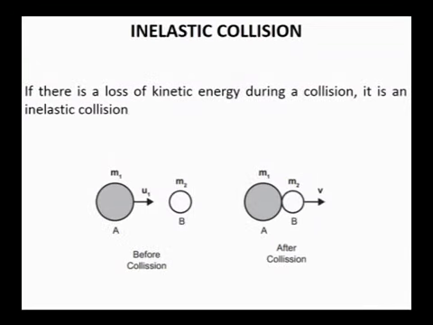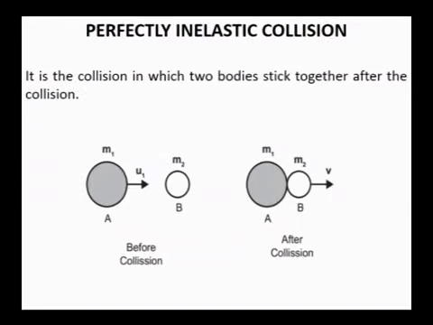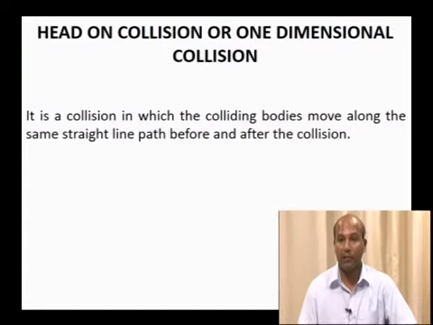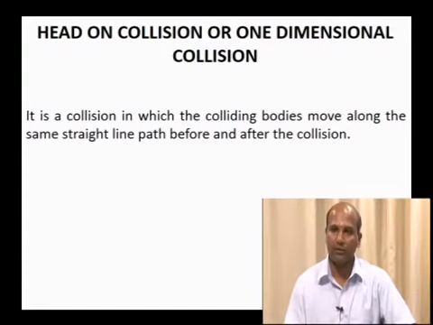So coming to inelastic collision, if there is a loss in kinetic energy during the collision, it is an inelastic collision. So what will happen is, before collision the bodies were intact, separate, but after collision the bodies will stick to each other. So that is basically an inelastic collision. A perfectly inelastic collision is an inelastic collision in which the two bodies stick together after the collision. A head-on collision is a collision in which the colliding bodies move along the same straight line path before and after the collision.